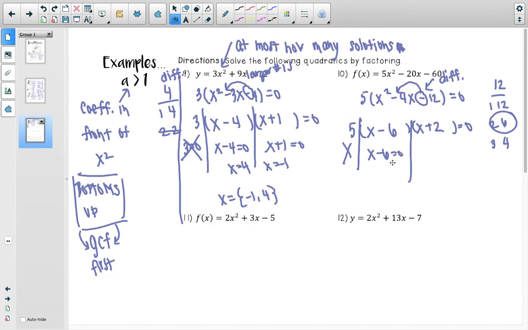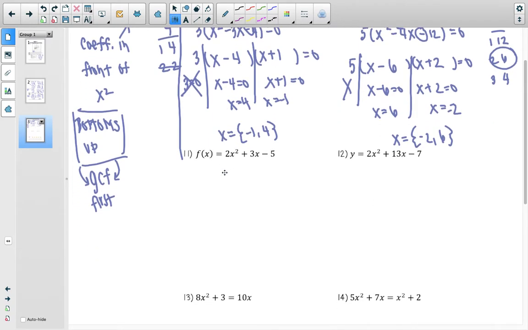x minus 6 equals 0, which gives you positive 6 if you add it over. x plus 2 equals 0. So if you subtract the 2, you get negative 2. I'm really bad about these negatives, man. So x equals negative 2 and positive 6. Again, the order of that doesn't really matter. I'm just putting in numerical order for right now, so don't think you have to do that.